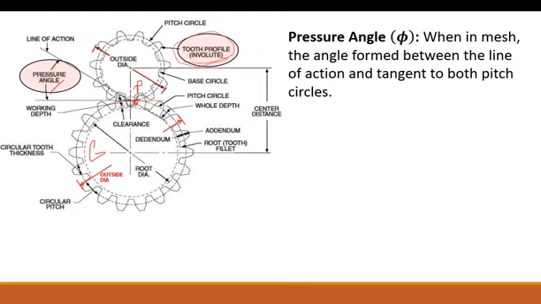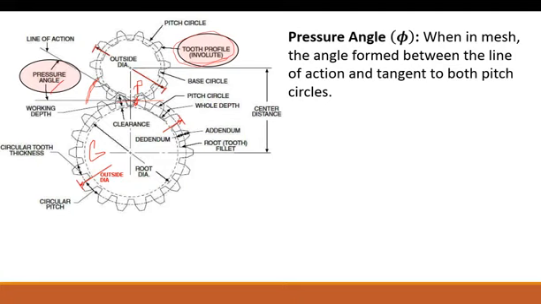Now, the angle between this pitch line and this line of action, where these two actually meet, is known as the pressure angle. And this is important. The reason I'm going through all this with the pressure angle is because this dictates the direction and the composition of the forces that the gears act on each other with, and the ratio between the different forces is dictated by that pressure angle.